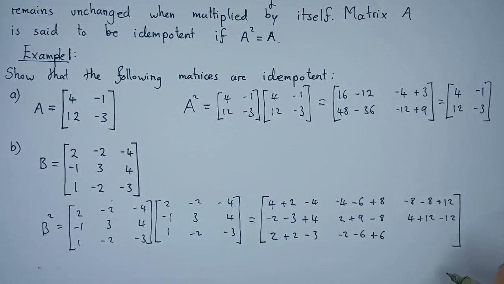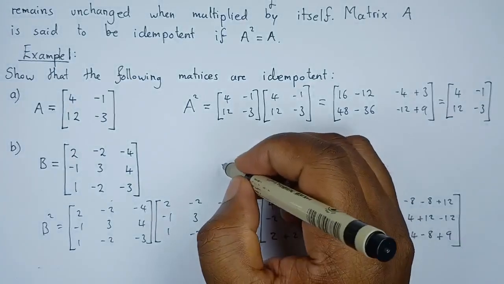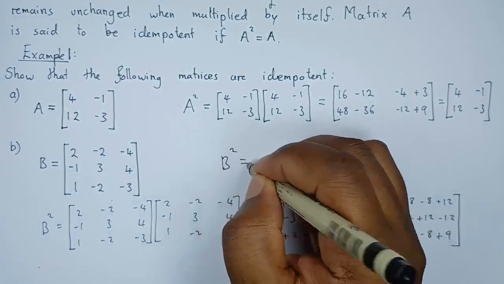Lastly, here what do we have? We have 1 times negative 4, that's minus 4. Negative 2 times 8, minus 8. And lastly, negative 3, positive 9. Okay, so what's the result for B squared?